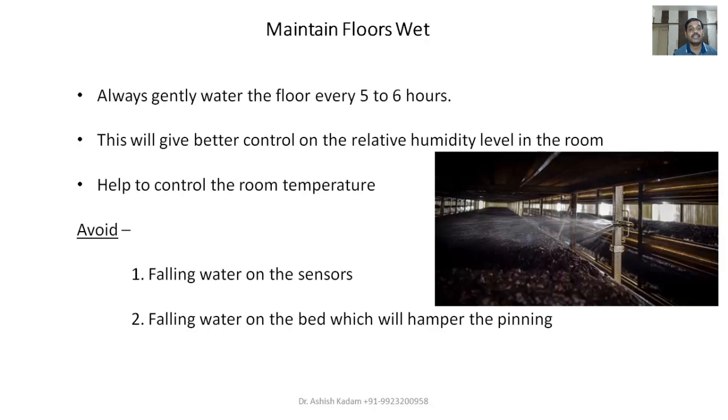Then to maintain humidity level, we have to keep the floors wet. Floors wet means we should not create ponds, there should not be accumulation of water, it should be just gently wet. So we have to spray very little water every 5 to 6 hours, so that the floors will not dry out or absorb moisture from the air. Because of that, the humidity level of your growing rooms will not change drastically, and you will have better control on the humidity.